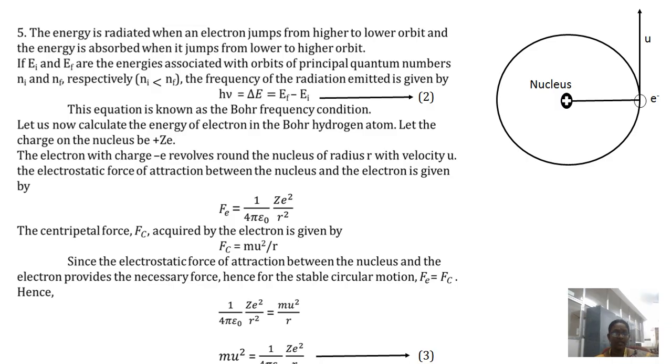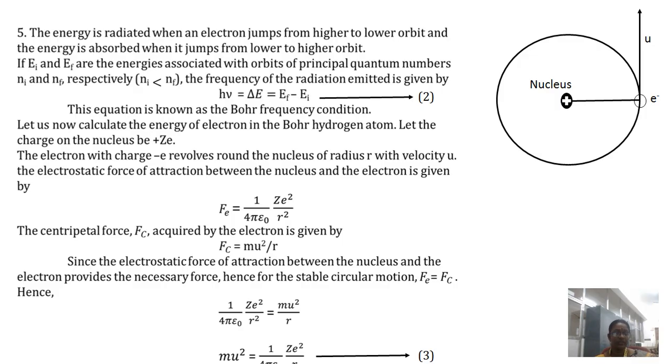If Ei and Ef are the energies associated with the orbits of principal quantum numbers ni and nf, here ni is less than nf, the frequency of the radiation emitted is given by h nu is equal to delta E, that is the energy difference, which will be equal to Ef minus Ei. This equation is known as Bohr frequency condition. Let us now calculate the energy of electron in Bohr hydrogen atom.